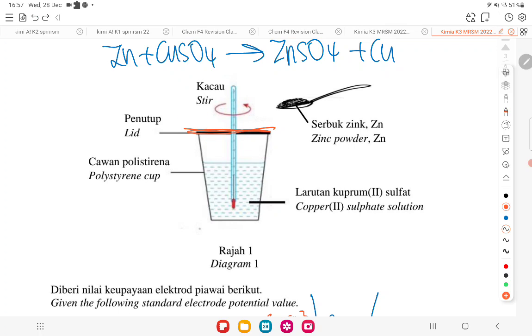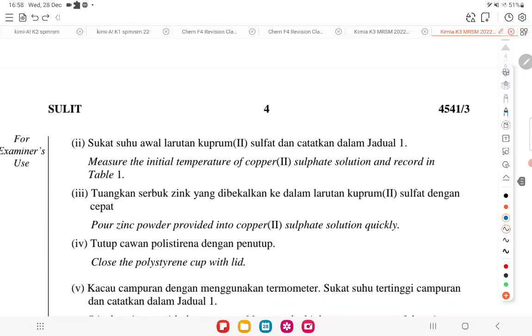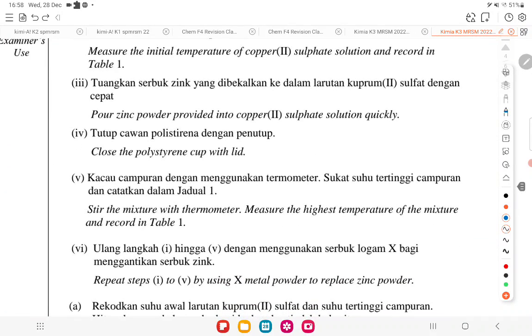You don't want the heat to run away to the surrounding, because if the heat runs away to the surrounding, later on your experiment result will be wrong. Your experiment result will not be accurate. So always remember, the biggest challenge when you do an experiment for heat is always the heat loss to the surrounding. So we want to minimize, we want to reduce the heat loss to the surrounding.